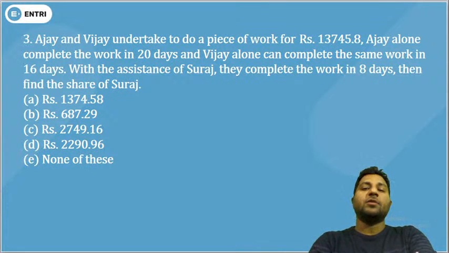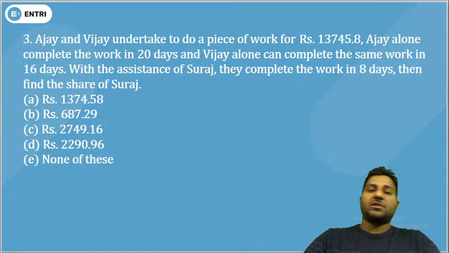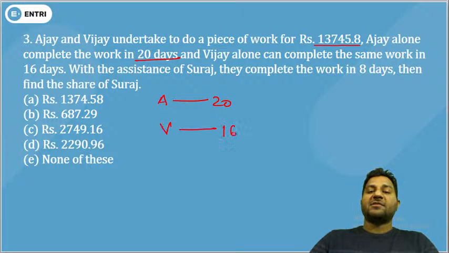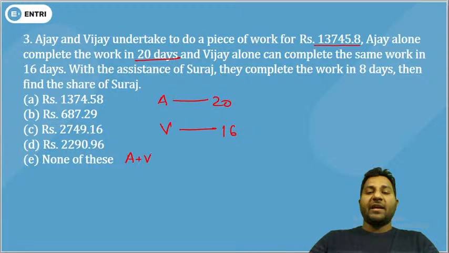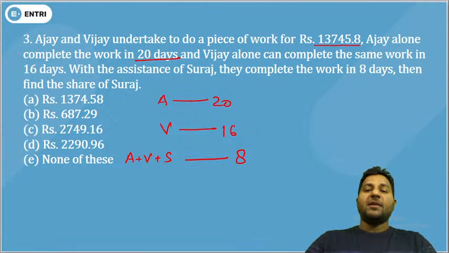Yes, Vishnu, very good. Now the next question says: Ajay and Vijay undertake to do a piece of work for 13,745.8 rupees. Ajay alone completes the work in 20 days. Vijay alone completes the same work in 16 days. With the assistance of Suraj, they complete the work in 8 days. So Ajay, Vijay and Suraj, all of them will complete the same work in 8 days. Okay, now let's take the efficiency.